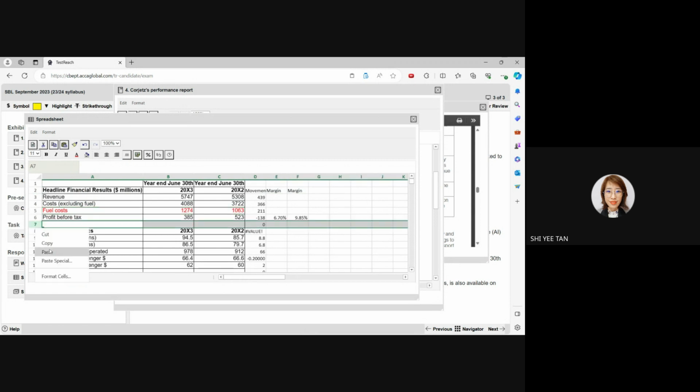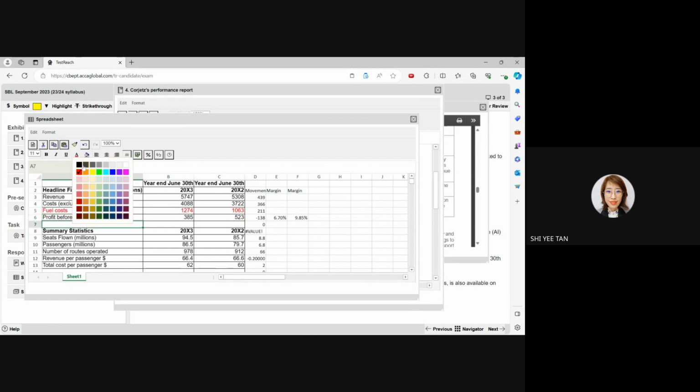So maybe I can add one line. Cannot add one line. Oh, never mind, I write here. Profit before tax and fuel cost. Okay, this color. So this one add the fuel cost. So this is the profit before the fuel cost.